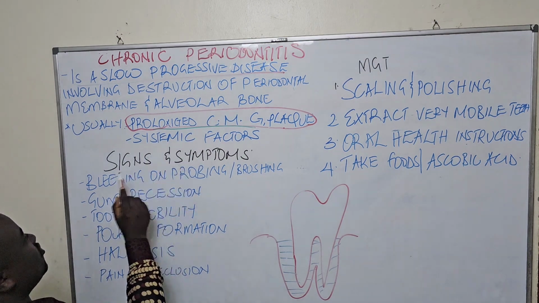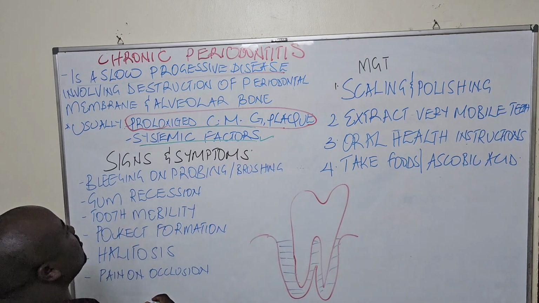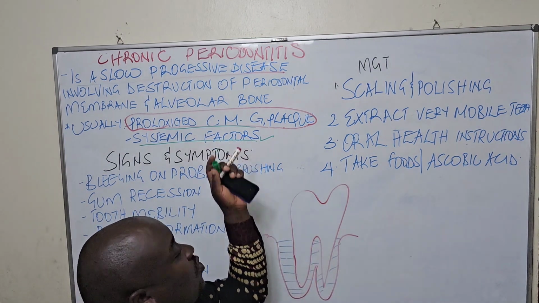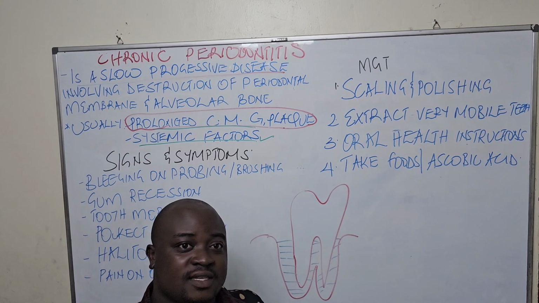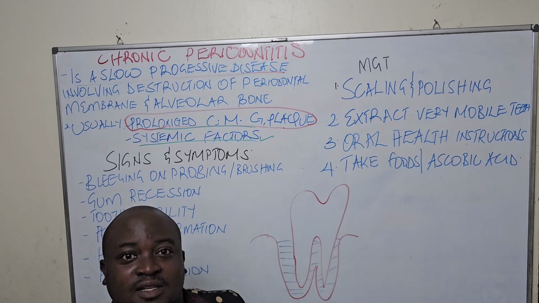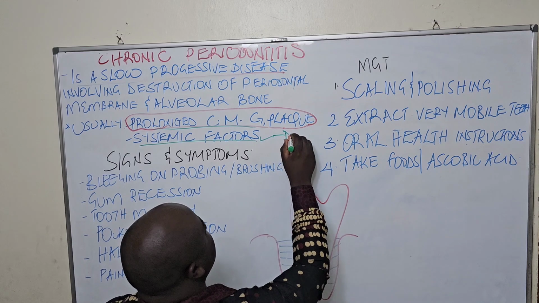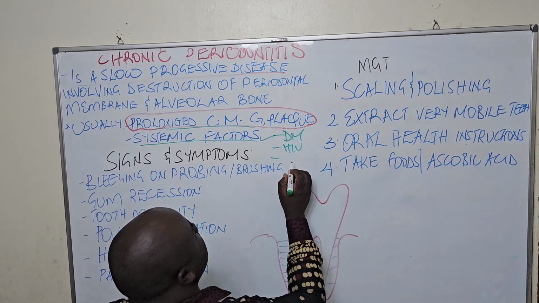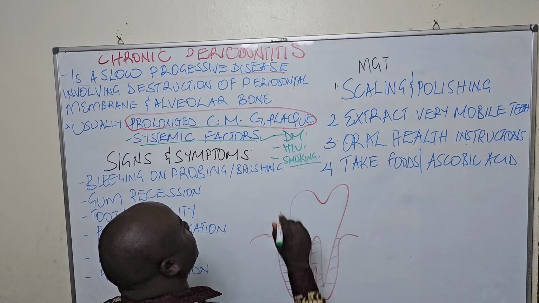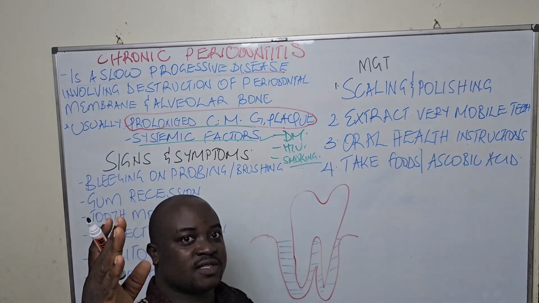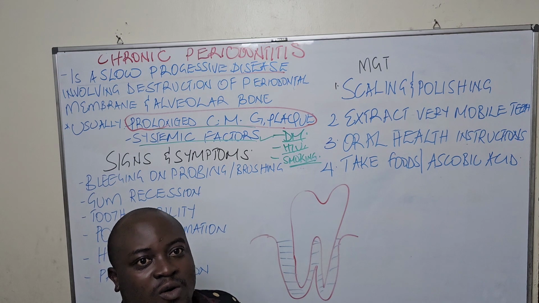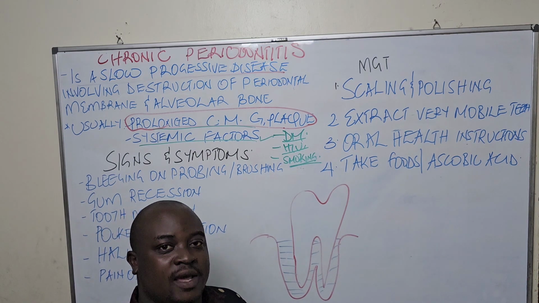Before we go to the science, we can also have systemic factors, as we shall see, that are related to chronic periodontitis. We shall cite examples like HIV patients, smoking, and even diabetes mellitus. In our next videos, we are going to explain how these are related to the destruction of the gum and the periodontium.